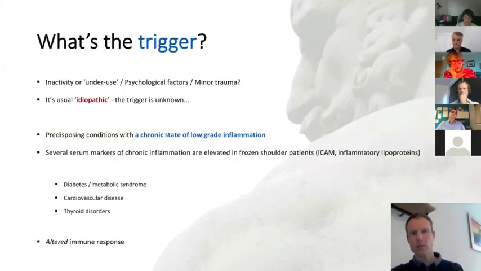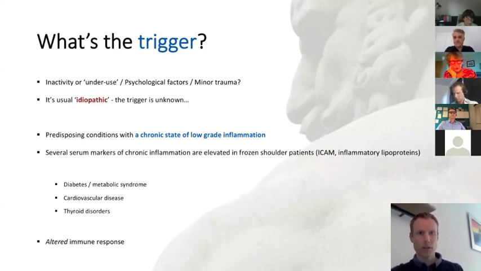So what's the trigger? How does it start? Is it inactivity or underuse? Because it's often on the non-dominant arm which is affected in people with a desk job and not in manual laborers. Is it minor trauma or even psychological factors which are involved? We're not sure yet, and we often call it an idiopathic frozen shoulder.